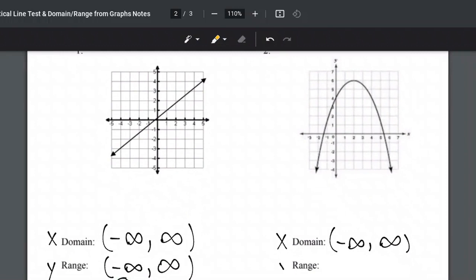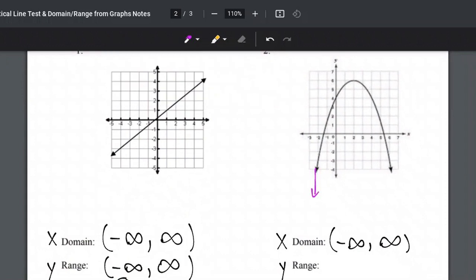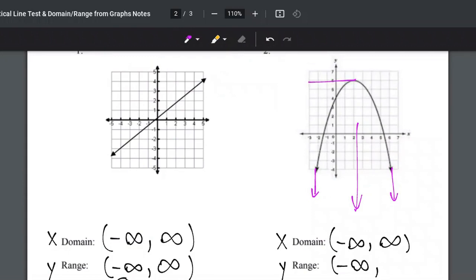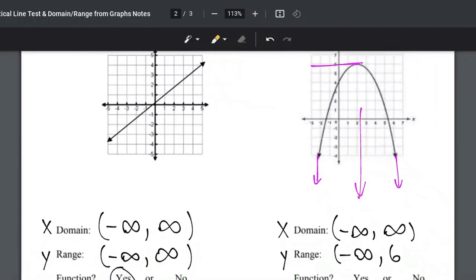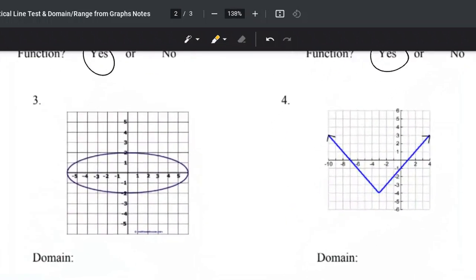Let's check out our range. For the range, we first want to look how far down does this graph go? Well, we can see that this graph is going to go down to negative infinity, forever down. And then how far up does the graph go? Well, the graph stops here at 6 on the y-axis. It only goes up to 6. So we put 6 there with a bracket. Is this a function? Yes, this graph will pass the vertical line test, and it is a function.